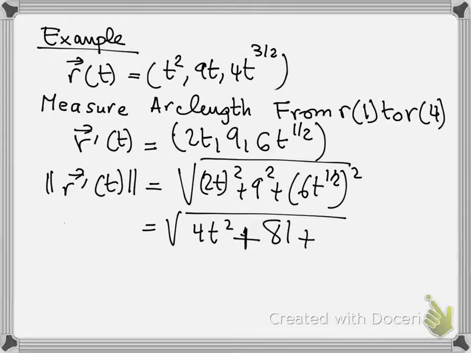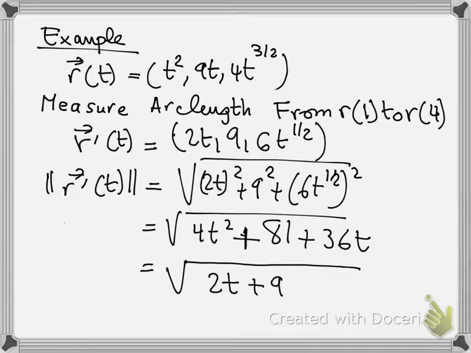plus 36t. Okay, and the thing is, this is a perfect square, so this is actually the square root of 2t plus 9 squared. The square root and the square cancel out, so that will be the absolute value of 2t plus 9. Okay, so don't forget the absolute value here.